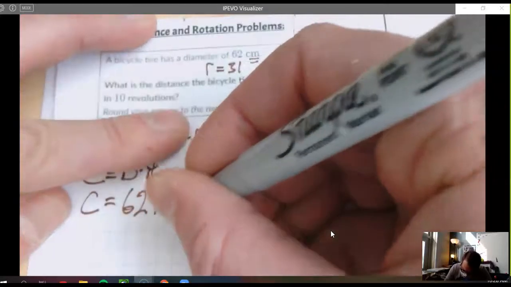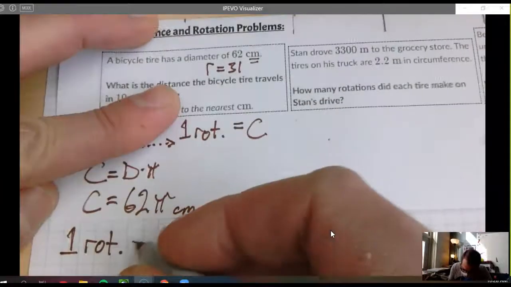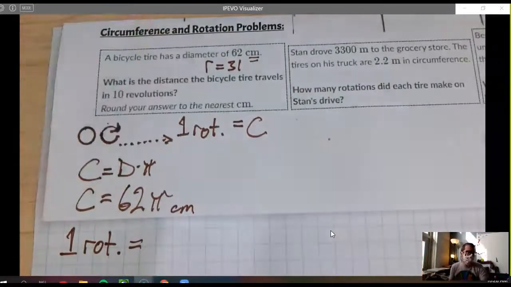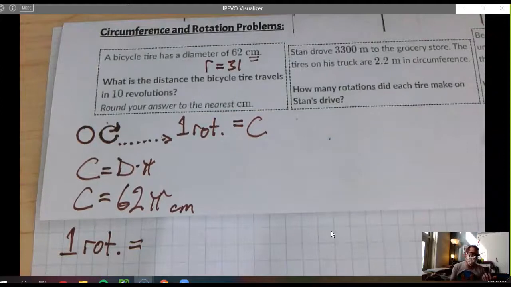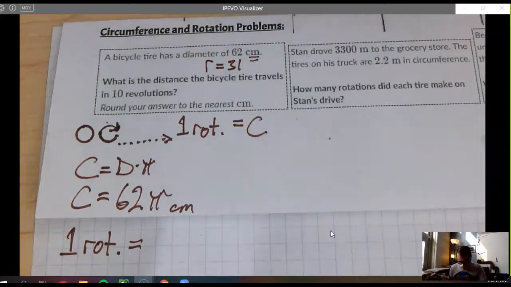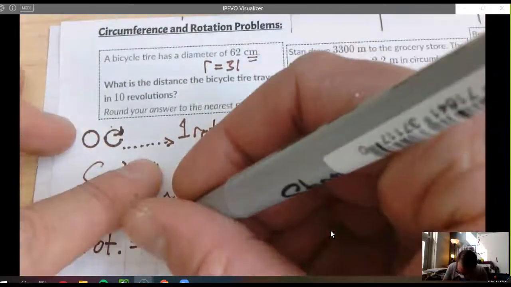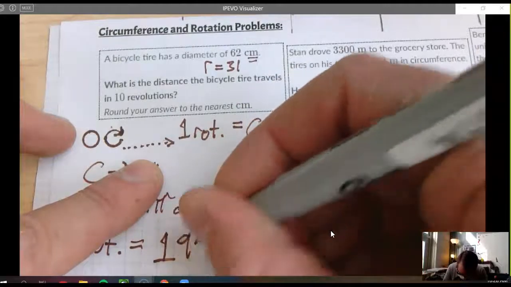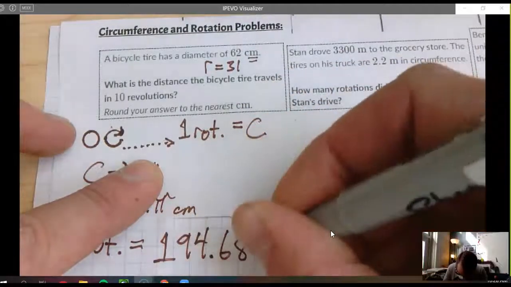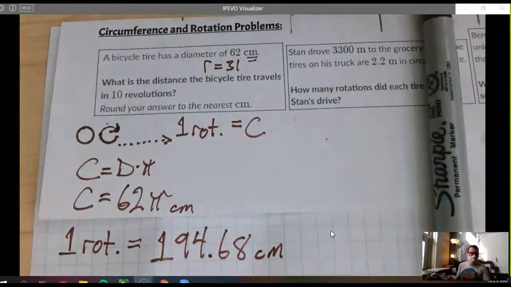Okay, centimeters. So instead of writing circumference, I could write 1 rotation. And instead of saying 62 pi, since we're talking about distances, we should probably go ahead and get the decimal. So grab your calculator. Lost mine. 62 times 3.14 is 194.68. Now guys, let's put this in perspective.